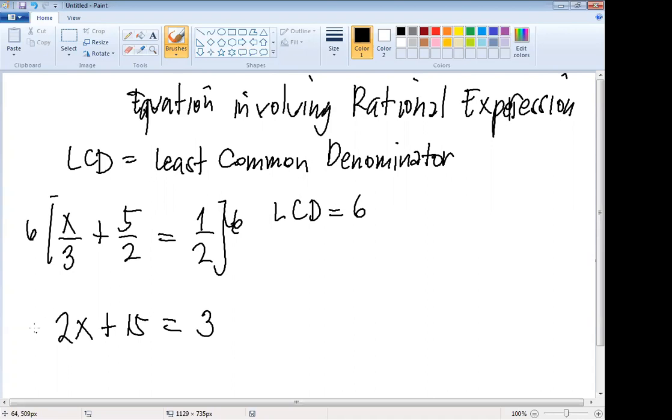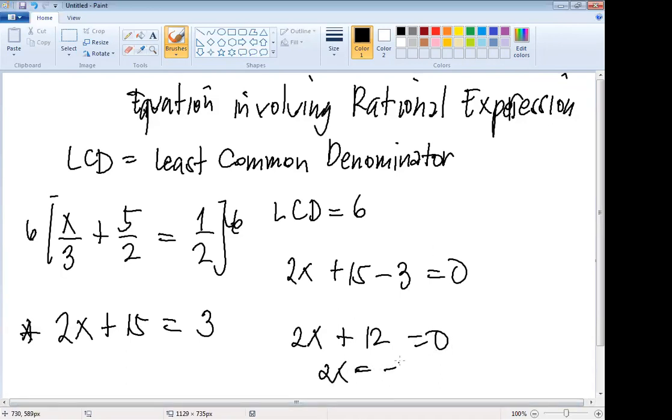Okay, so in this equation, you can solve for the value of x. So we will have 2x plus 15 minus 3 equals 0. So 2x, we will move that one, plus 12 equals 0. So 2x is equal to negative 12. x is equal to negative 6. Okay, so when you're doing the checking, it is the same process: you substitute the value of x into the original equation so that you will know if the answer is correct.